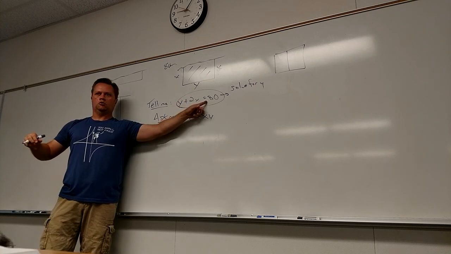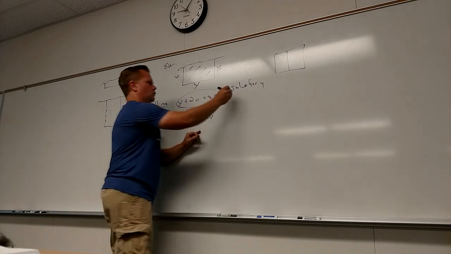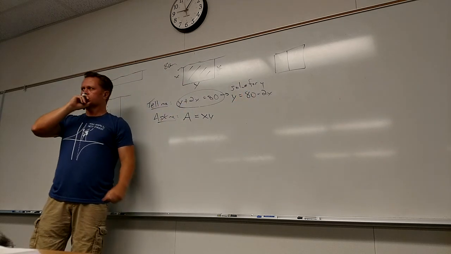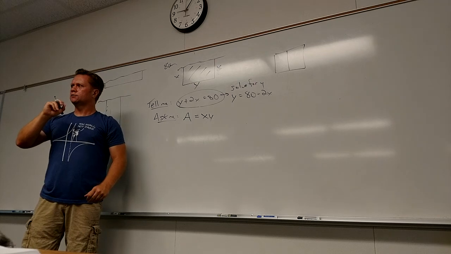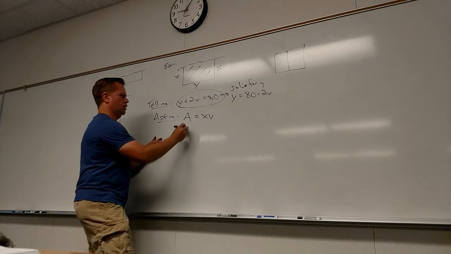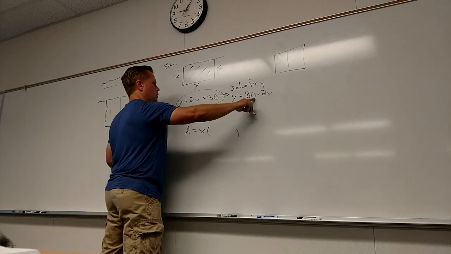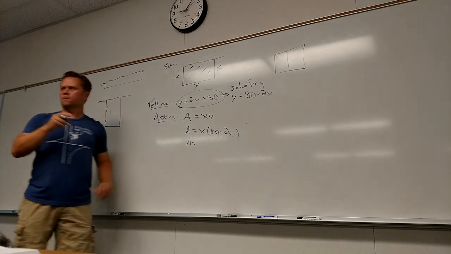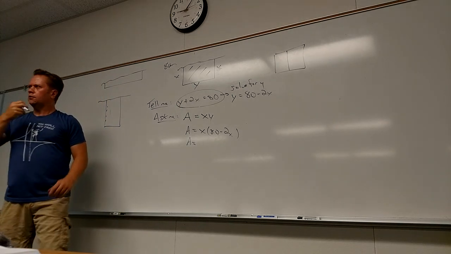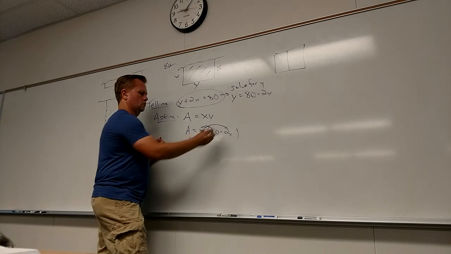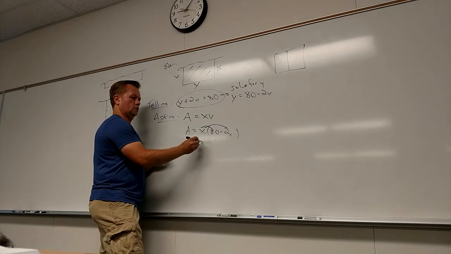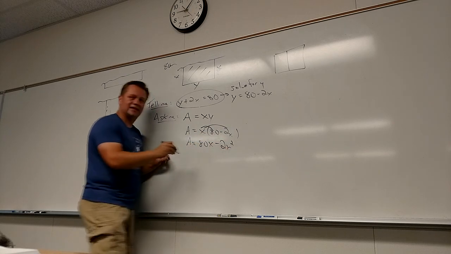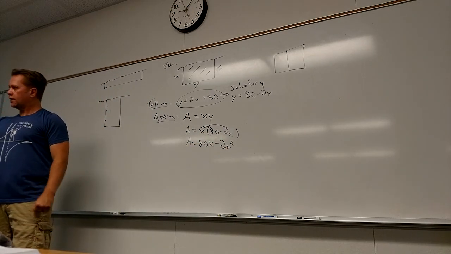How do I use what they told me with what they asked me? Well, I can solve this for y. And then what can I do? Plug it in. Area is x times y, but y is 80 minus 2x. And what kind of equation do you end up with here? 80x minus 2x squared. Yep. And what kind of equation is that? Quadratic.